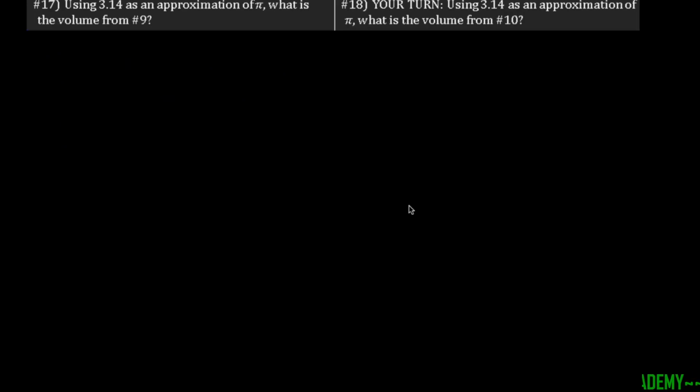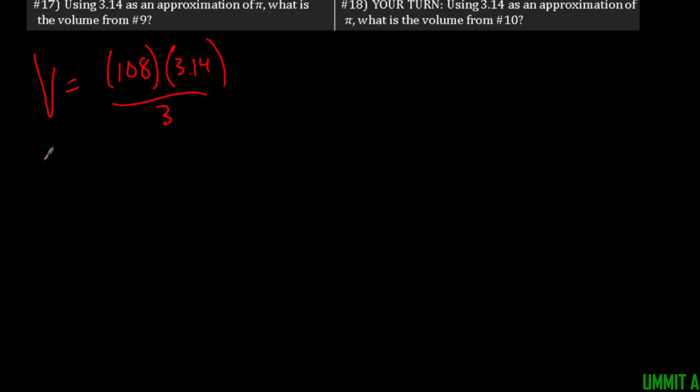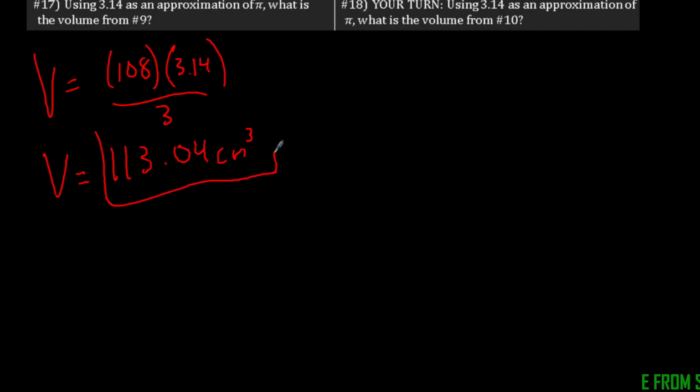Then for number 17, we're trying to find that volume from number 9. And so we're going to use that 3.14. So I'm going to say volume equals, still using that same formula, 108 times 3.14 all over 3. And that's going to be equal to 113.04 centimeters cubed. So make sure you're using those answers that you got from the front, so that way you can find the volumes on the back.